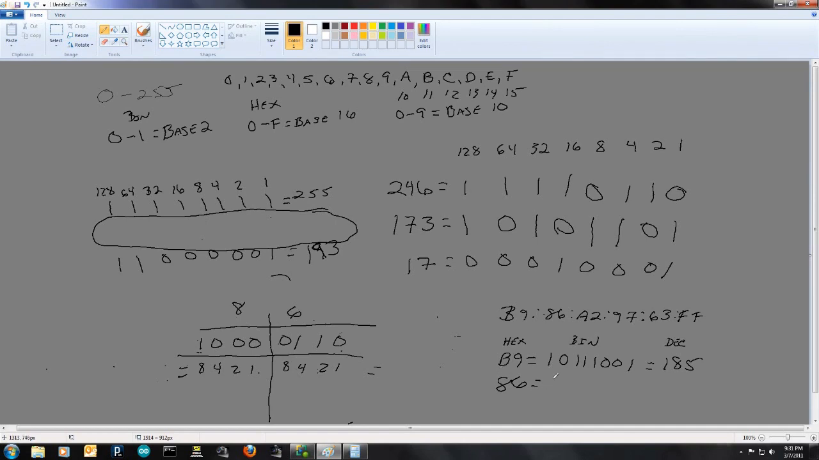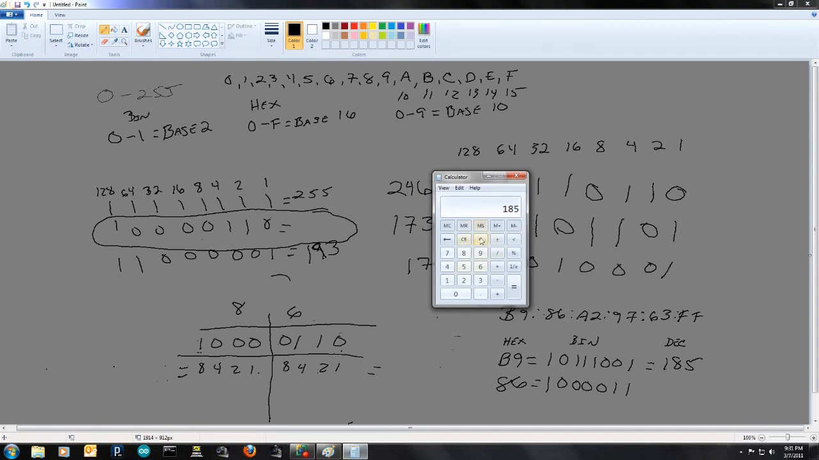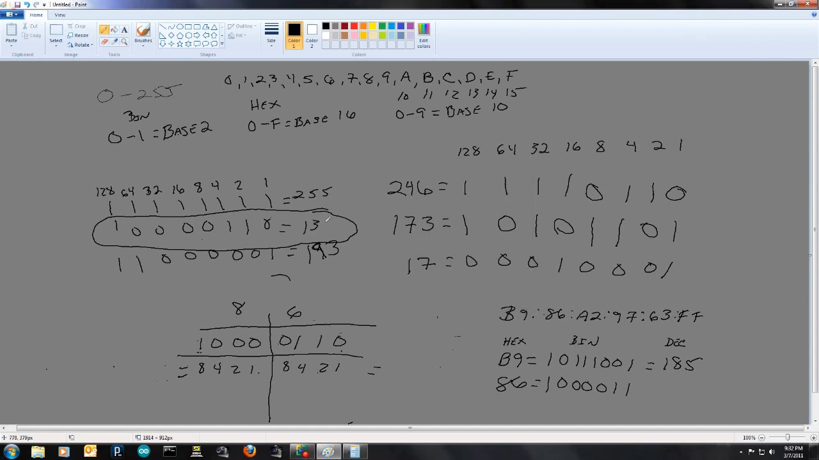Decimal. Okay, so it equals 1000110. Okay, break out the calculator. We've got 128 plus 4. Remember, we're not adding 32. That's a 0. Plus 4 plus 2, 134. So 86 in hexadecimal, remember it's a base 16, 86 equals 134.